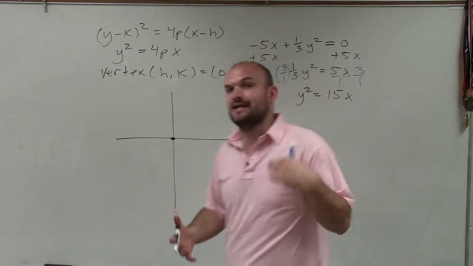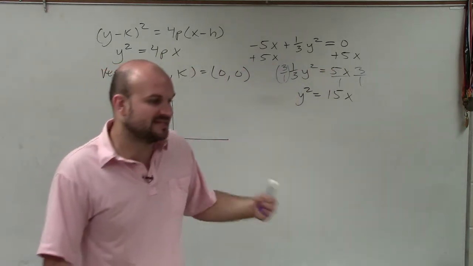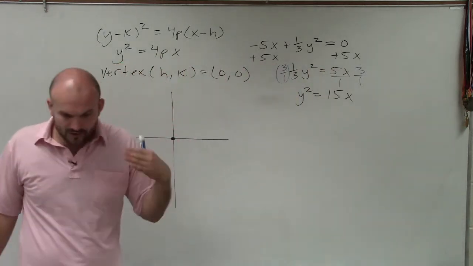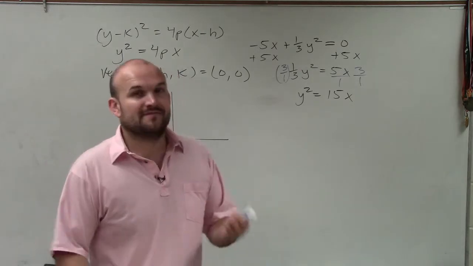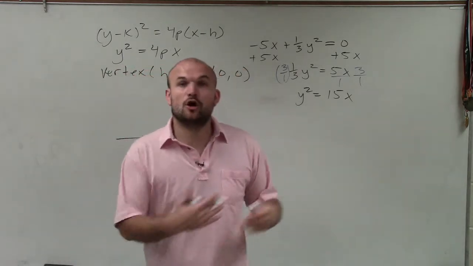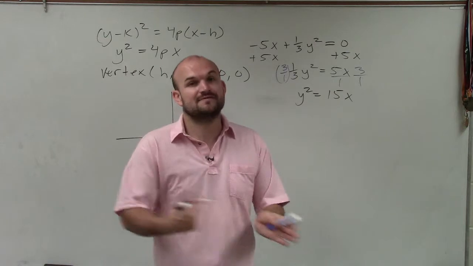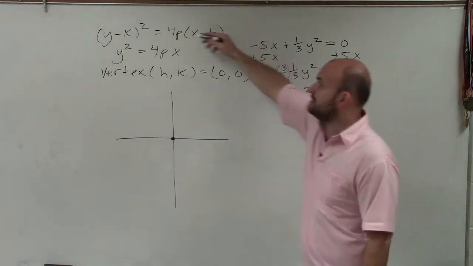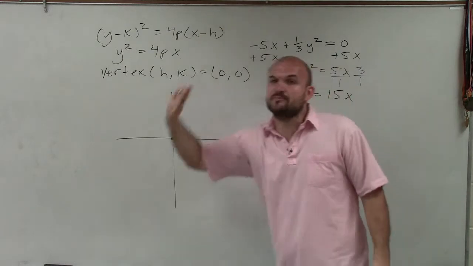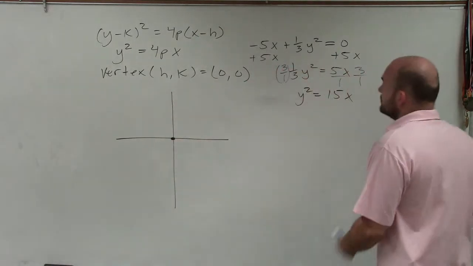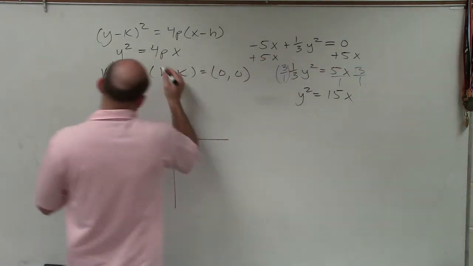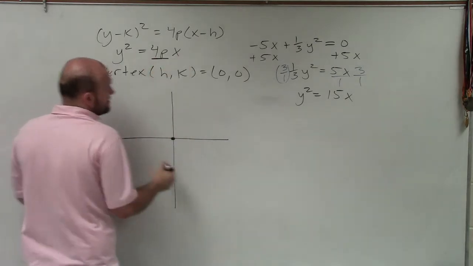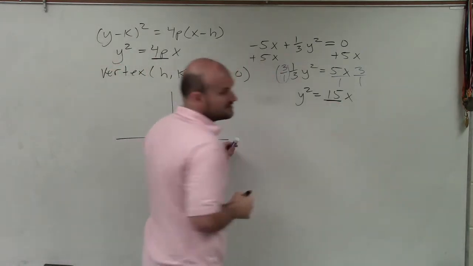To do that, I've got to determine the distance from my vertex to my focus. If that's positive, my graph is going to open up to the right. If it's negative, my graph is going to open up to the left. So to determine that, I've got to find the value of p, because p represents the distance from your vertex to your focus. What I notice in this equation is I have 4p times x. Here I have 15 times x.